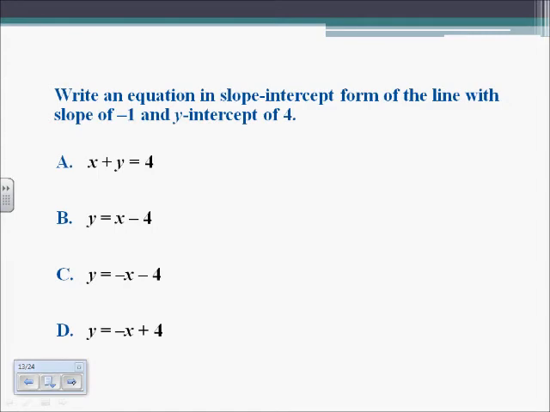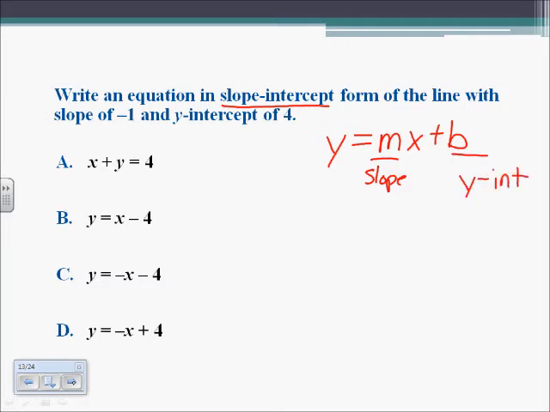Next example: write an equation in slope-intercept form of the line with slope negative 1 and a y-intercept of 4. So this is the slope-intercept form, which was y is equal to mx plus b, where m is the slope and b is the y-intercept. And we have those two pieces. We have the y-intercept as 4, and we know that our slope is negative 1.